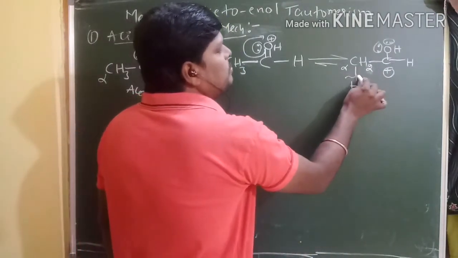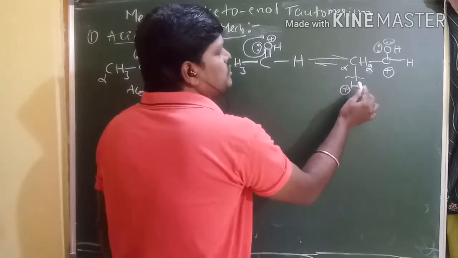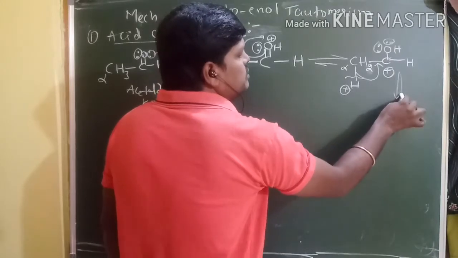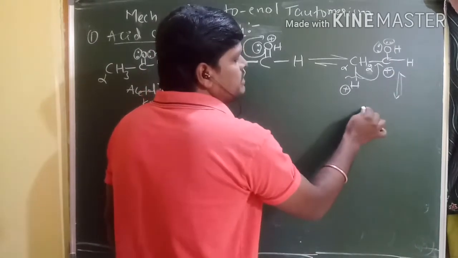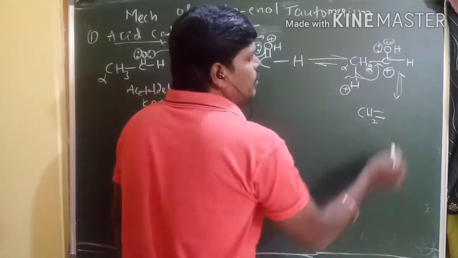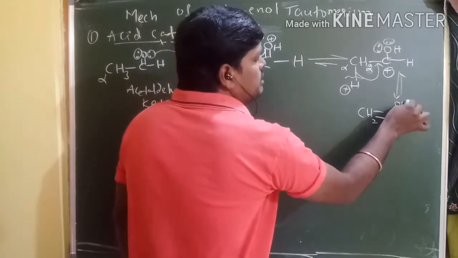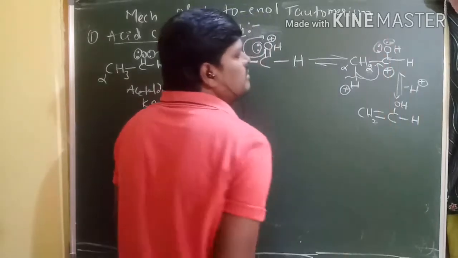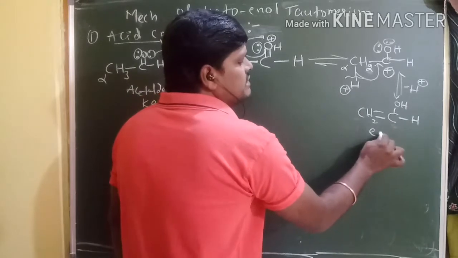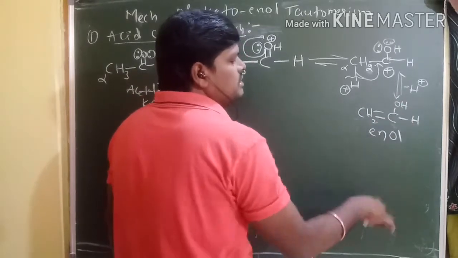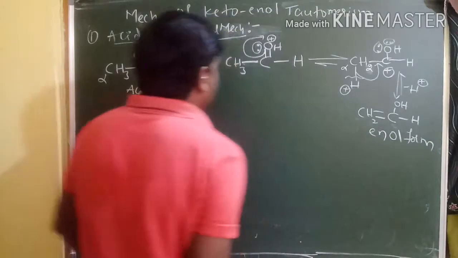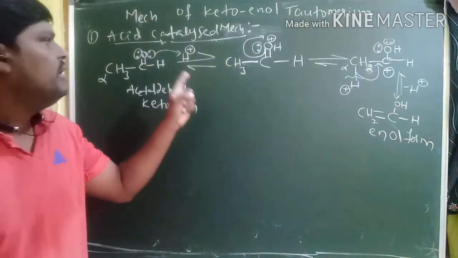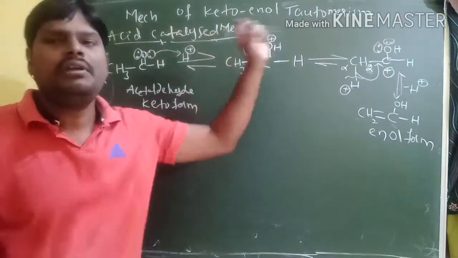The bond here breaks, and the hydrogen leaves as H plus. The bond rotates between these 2 carbons. So the next step is CH2 double bond C, OH bond H, where H plus is eliminated. Here there is a carbon to carbon double bond and an alcohol, so the suffix is enol. Now this is the enol form. This is the acid catalyzed mechanism of keto-enol tautomerism.